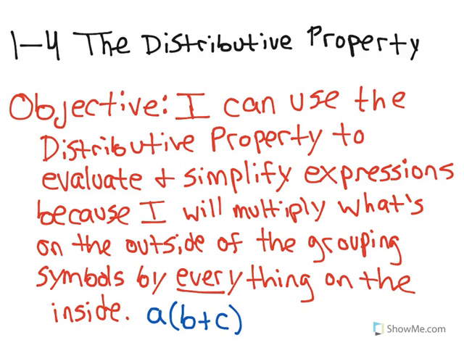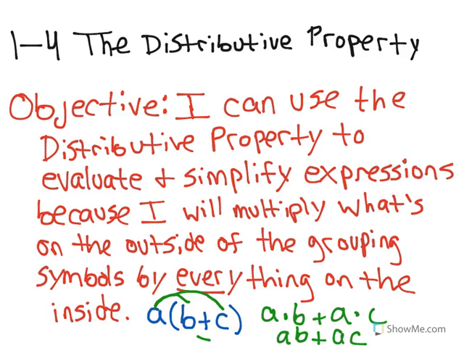Our objective is, as the student, I can use the distributive property to evaluate and simplify expressions because I will multiply what's on the outside of the grouping symbols, or parentheses, by everything on the inside. So as an example, if we were to use letters, I would do A times B, and I would do A times C. A times B, there's a plus sign there, so I'm going to say plus, not necessarily because there's a plus sign, but because everything's positive. A times C. And so that would give us AB plus AC.